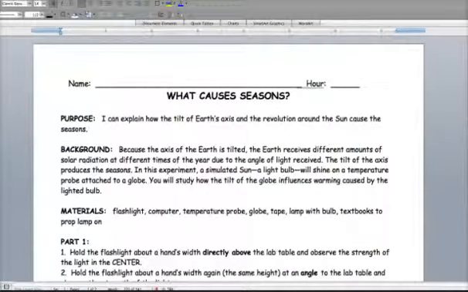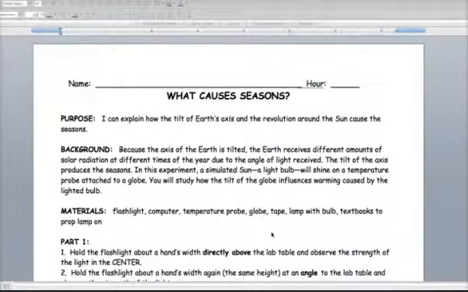Today I'm going to be doing another video lab with you. Today we're going to be doing the What Causes Seasons lab. If you have the accelerated copy, it does look a little bit different from this one, but for the most part it is the same lab. There is one learning target up at the top. It says, I can explain how the tilt of Earth's axis and the revolution around the sun cause the seasons.